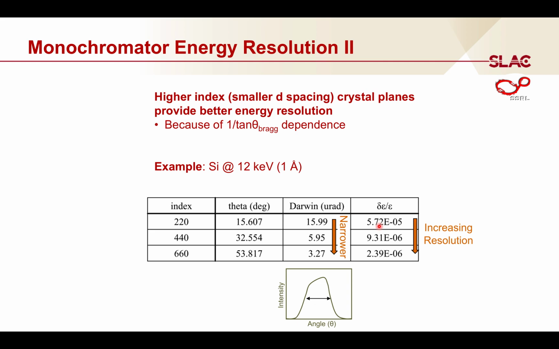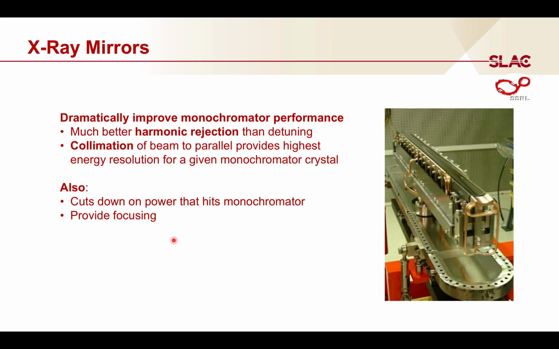So for experiments where you need high energy resolution, you can choose a higher index monochromator crystal. All right, I promised you I'd talk about X-ray mirrors. So this is an X-ray mirror. This is basically a single crystal of silicon, 1 meter long, shaped a bit like a 2x4. What you're looking at here is the long, thin edge, which has been polished to a very high degree. It's also coated with rhodium, and X-rays reflect off of this. It's also curved so that you can partially focus the X-rays.